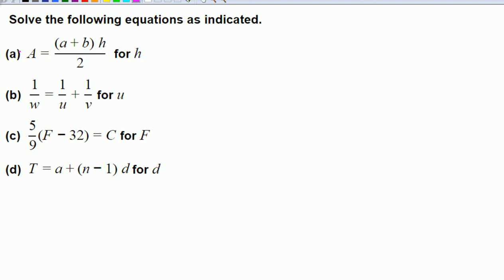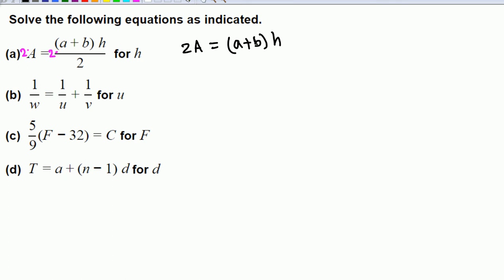Okay, so 2 times left hand side, 2 times right hand side. So a plus b times h over 2, we have only one term on the right hand side. Okay, so we get 2 times A, 2A, is equal to 2 over 1 times, so the 2s cancel, quantity a plus b times h.